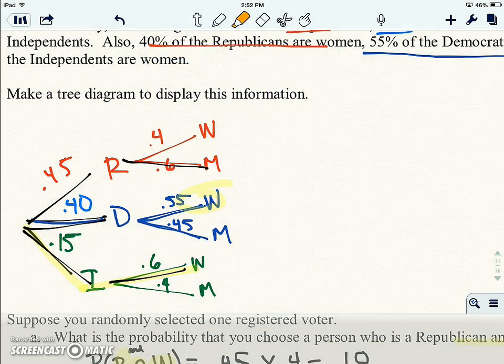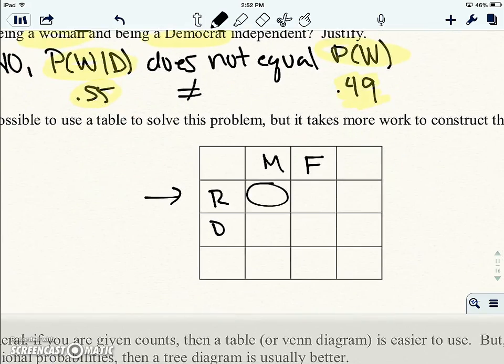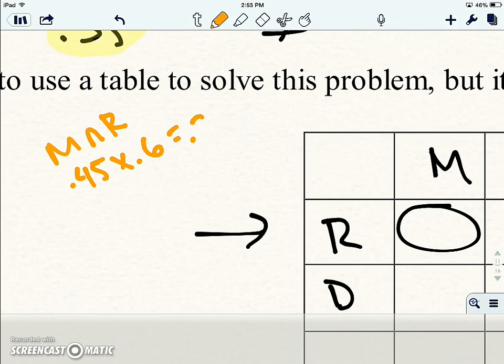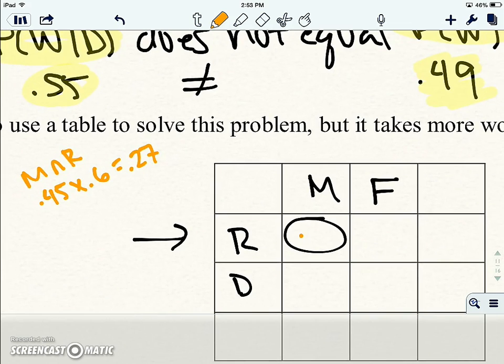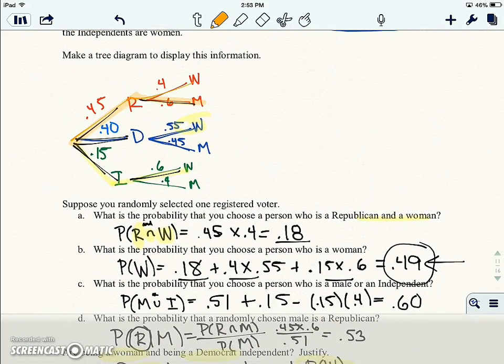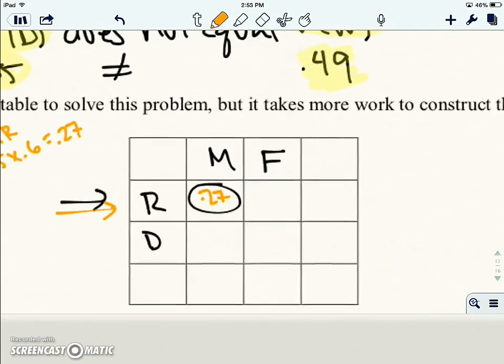Let's try this with orange. You'd go down the tree and say, the probability of being Republican and male is 0.45 times 0.6. This is the probability of male and Republican, and you'd get 0.27. Probability of being Republican and female, again, you just go down the tree, and that's 0.18. We figured it out before.